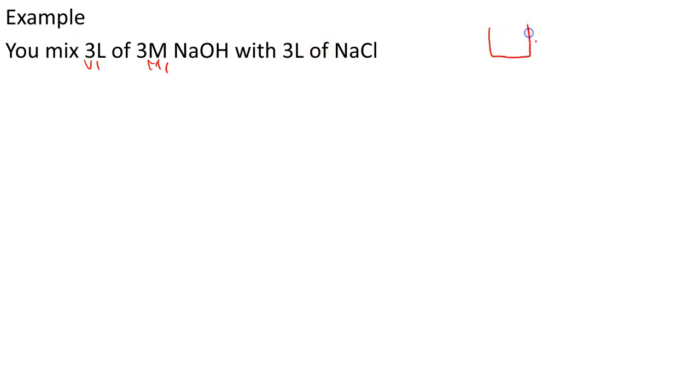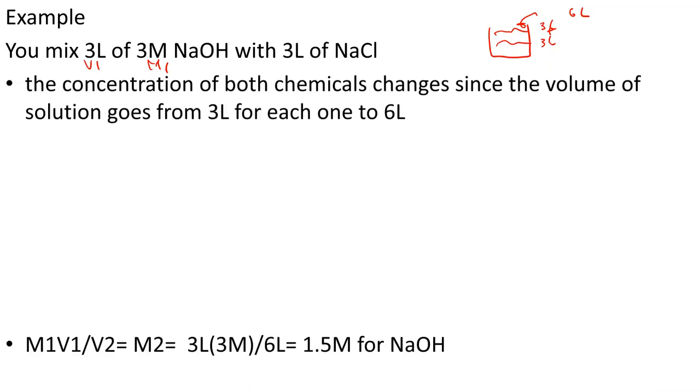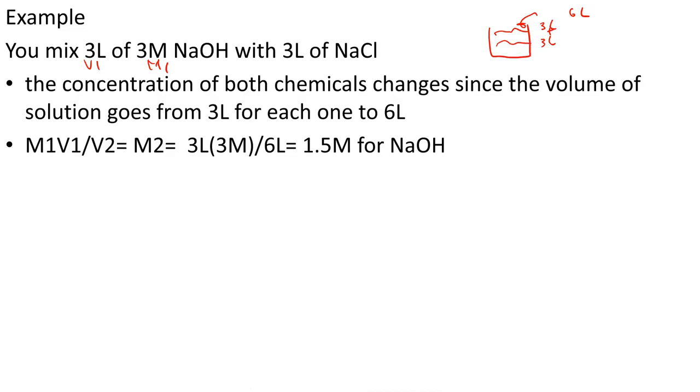You had 3 liters, and then you decide to add 3 liters. So guess what? You have a total of 6 liters. That's your V2. So a question like this, you have to use some reasoning skills and ask yourself, well, if I'm adding the two together, does it mean the volume is going to be the total of the two? Yeah, absolutely. That's exactly what it is. So that's how we're going to set it up. 3 liters times 3 molar divided by 6 equals 1.5 molar. And you're done. That's all you had to do. The trickiest part is figuring out what the V2 was.